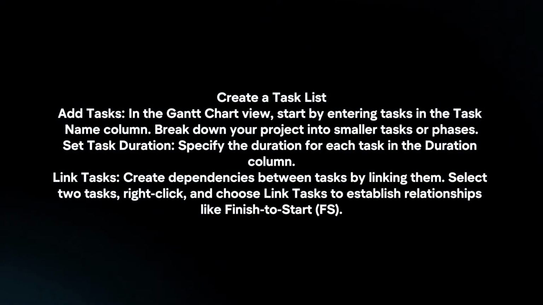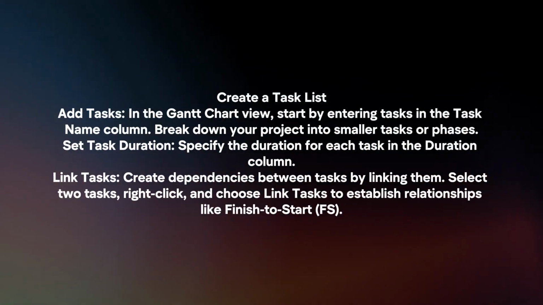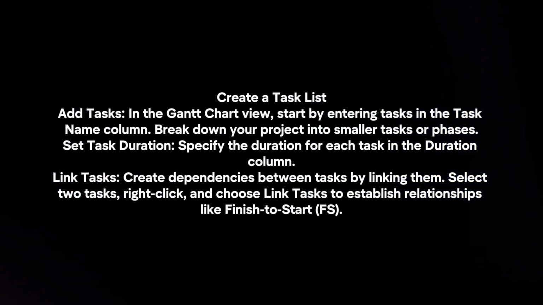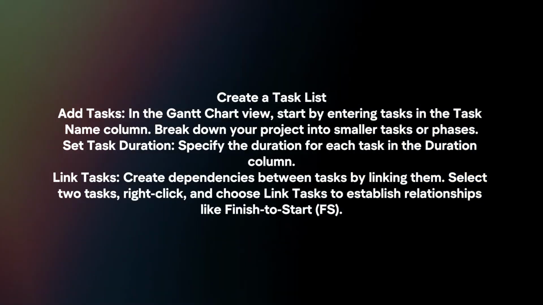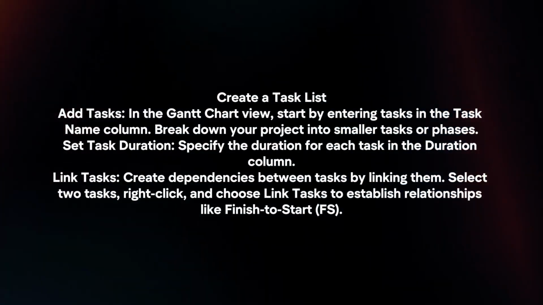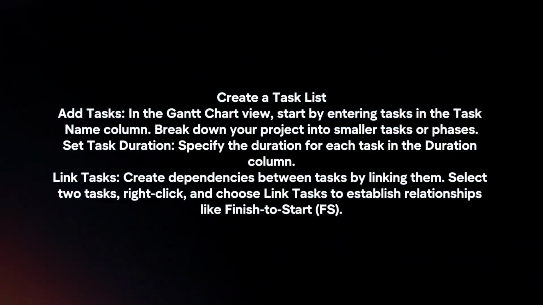Create a task list. Add tasks. In the Gantt chart view, start by entering tasks in the task name column. Break down your project into smaller tasks or phases. Set task duration. Specify the duration for each task in the duration column.